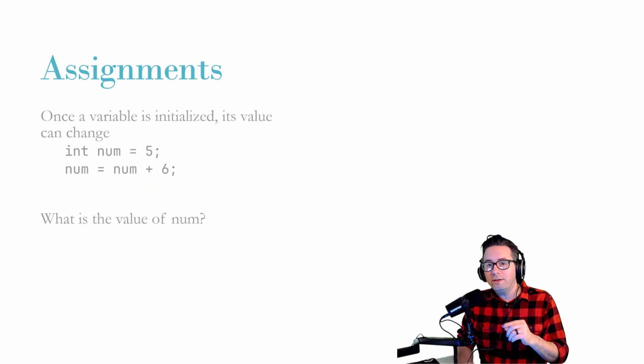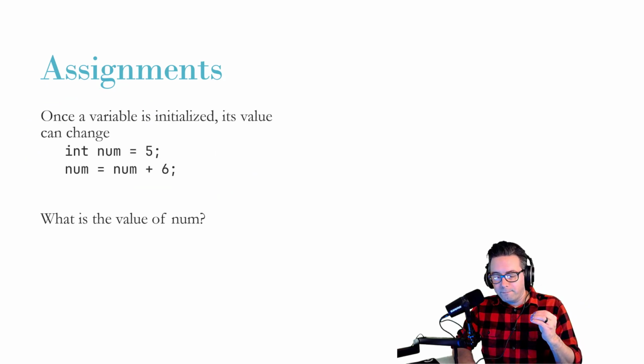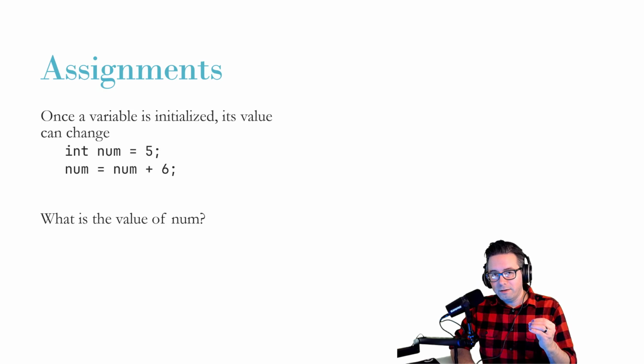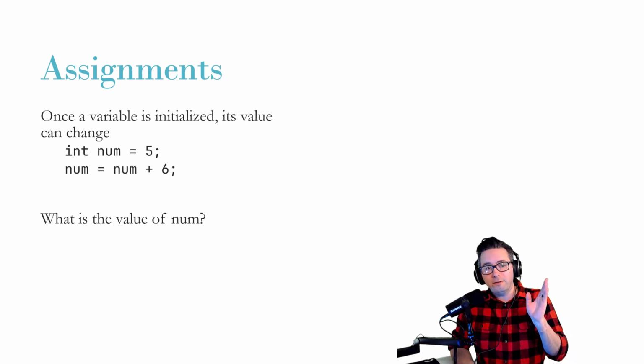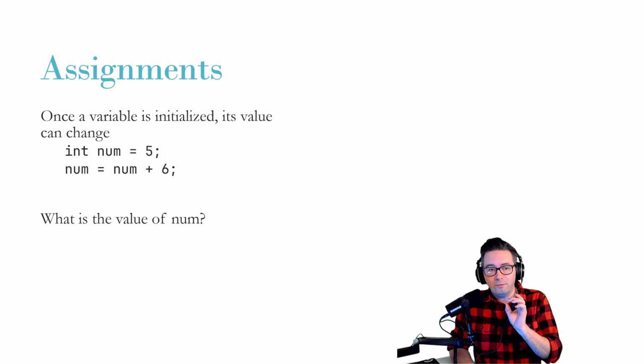Anyways, with assignments, once a variable is initialized, the value can change. You can't change the data type. So for instance, in the code here, we have int num is equal to 5.